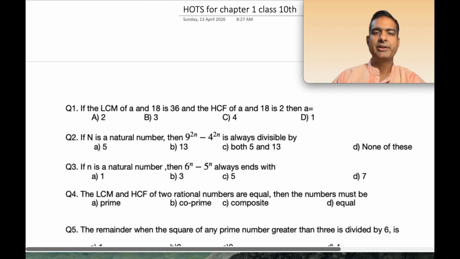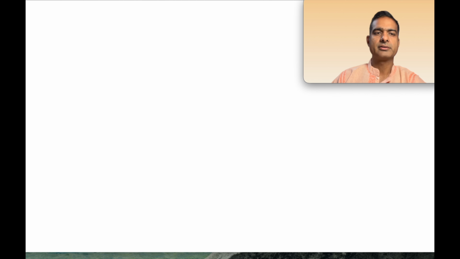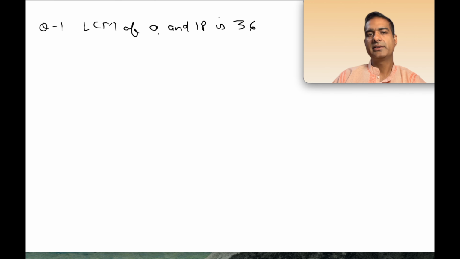Now LCM of A and 18 is 36. So this is question number 1. LCM of A and 18 is 36. So we have to just focus on the basics. Now what is LCM? How do we find out the LCM? We find out the LCM by taking the highest power of the prime numbers present in A and 18 both.